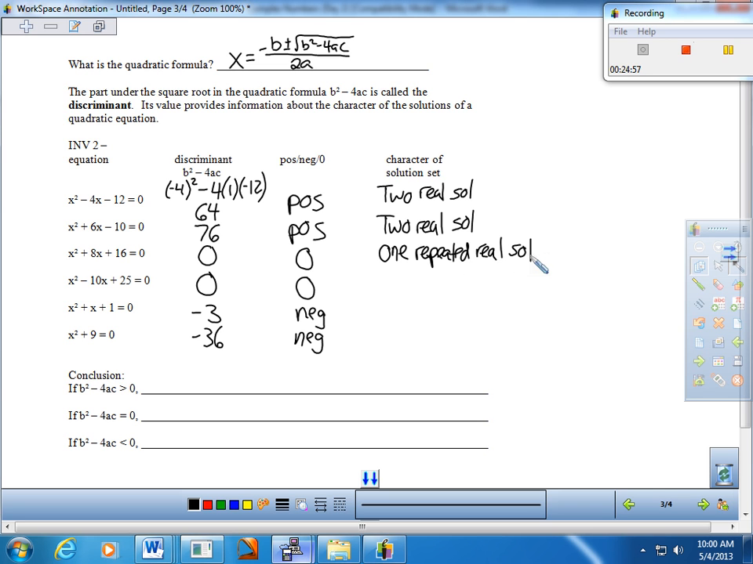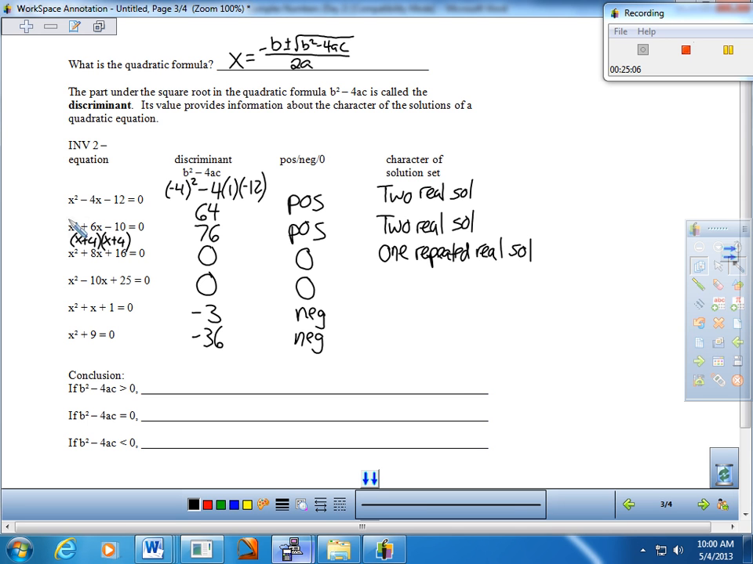And by the way, what do we mean by repeated? If I asked you to solve this, just FYI, you would factor it. And you would say x plus 4, right? And so you obviously see that -4 comes from two different factors. And we'll explore that idea quite a bit this semester.